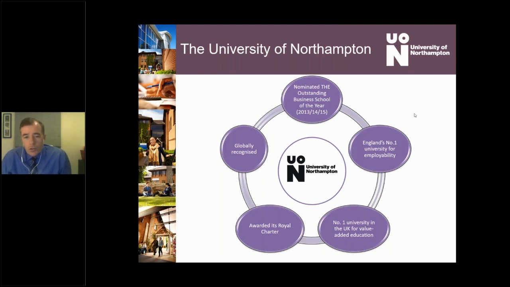It's awarded its Royal Charter, which is very important. You cannot call yourself a British governmental university, and you cannot award degrees without your Royal Charter, which Northampton has, of course. And just the last point I put there, which I think is important, is it's globally recognized. The university is doing a lot of work internationally. So that means the university itself is being recognized around the world, but also there's alumni appearing all around the world as well. So not just is it known in the UK, it's also becoming well known around the world.